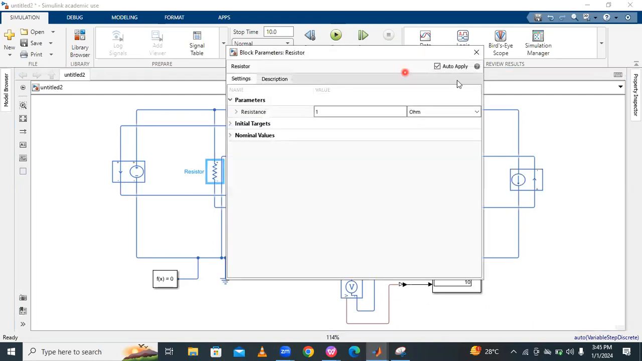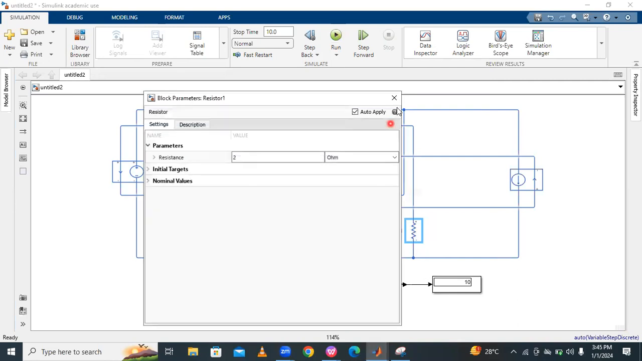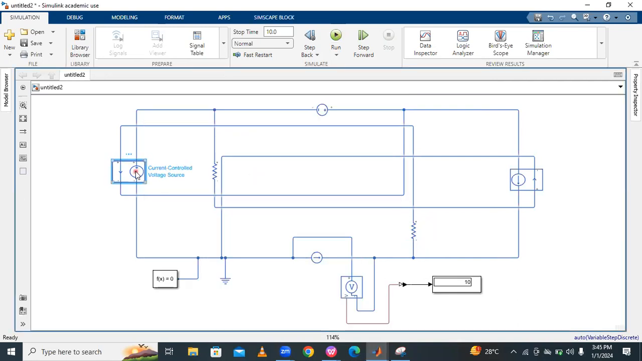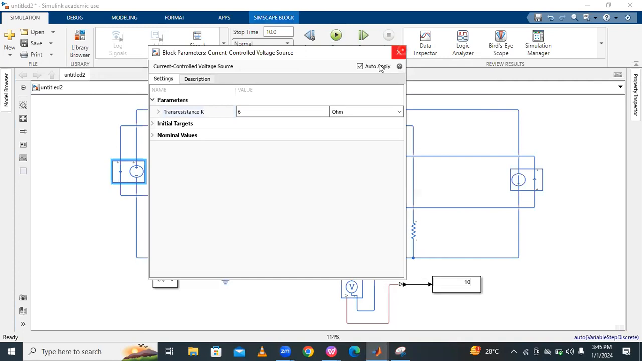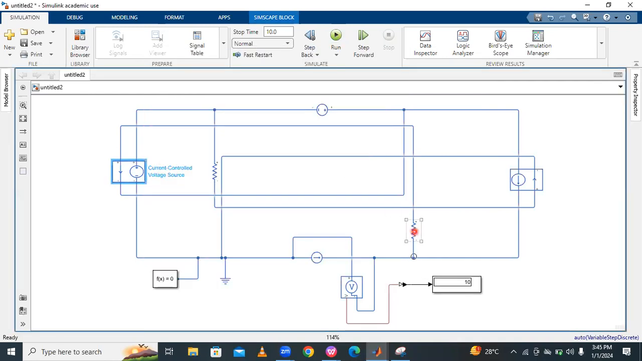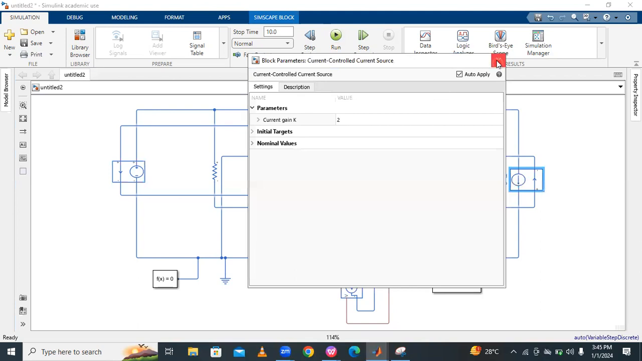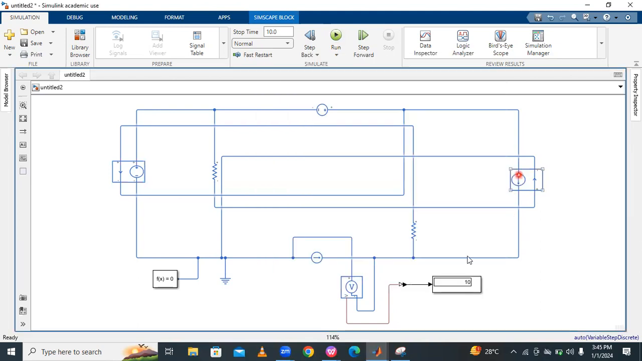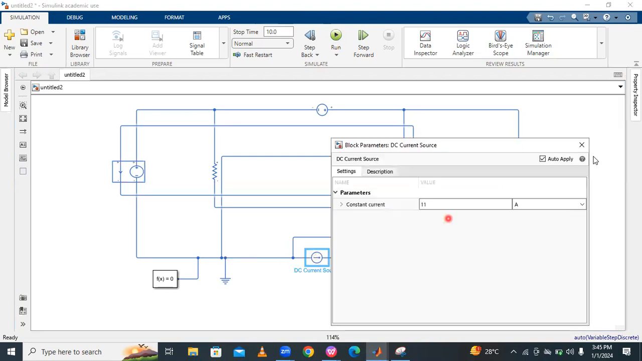1 ohm resistor and this is called 2 ohm resistor and here 6 depends upon current flowing to this 2 ohm resistor and then leaving like this. And then next, this is current controlled current source, and 2, and current downwards direction. And next, the current leaving the 1 ohm resistor and entering like this, same as the circuit diagram.